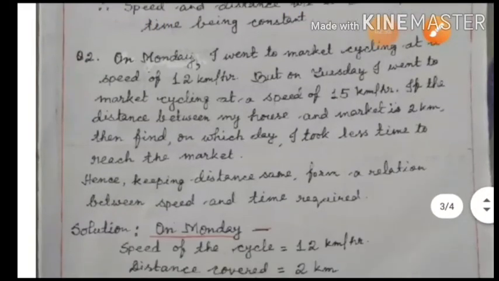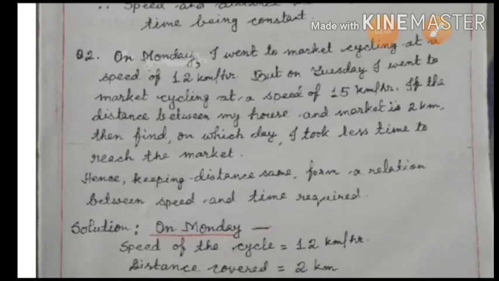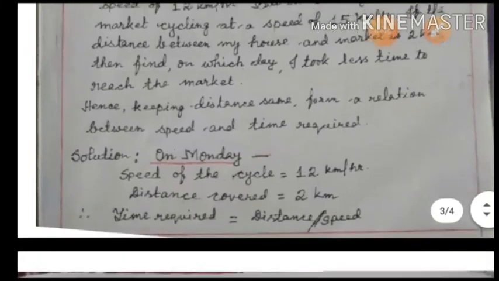Next one, question number 2. It is said, on Monday I went to market cycling at a speed of 12 km per hour, but on Tuesday I went to the market cycling at the speed of 15 km per hour. If the distance between my house and market is 2 km, then find on which day I took less time to reach the market. Hence, keeping the distance same, form a relation between speed and time required.